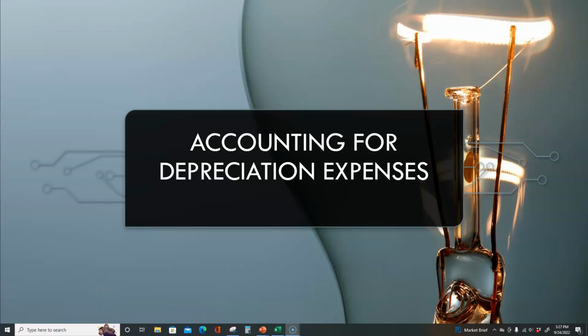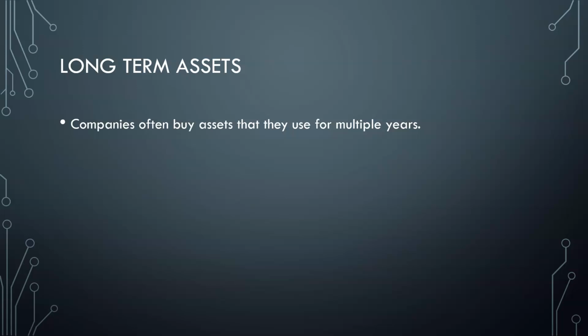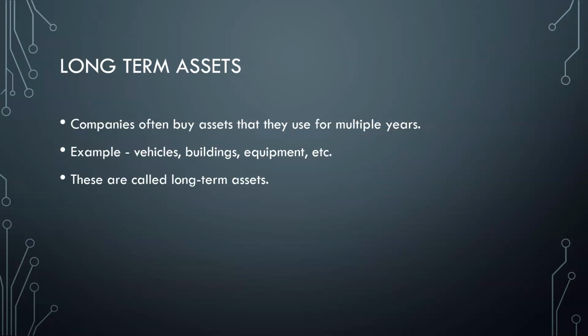This video covers accounting for depreciation expenses. Companies often buy assets that they use for multiple years. For example, vehicles, buildings, equipment, and so on. These items can be used for several years, some longer than others. These assets are called long-term assets.